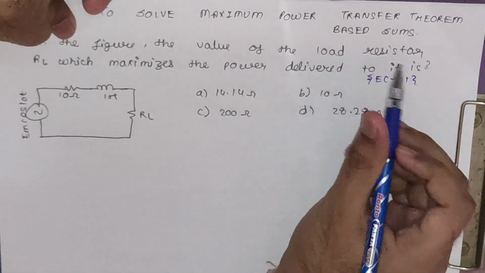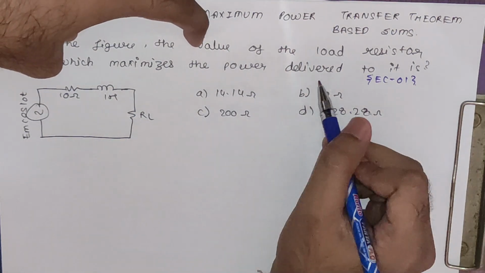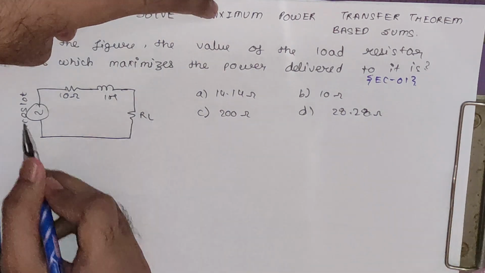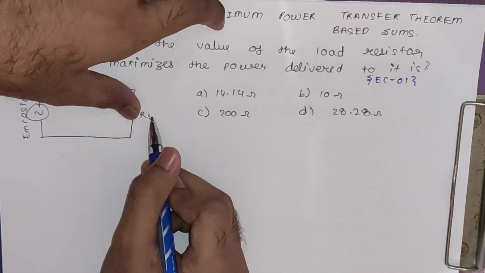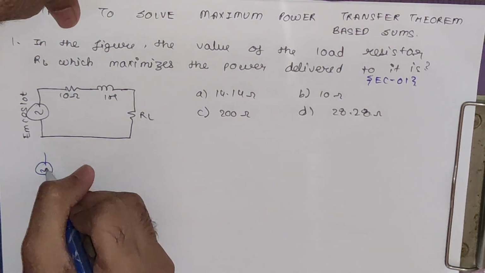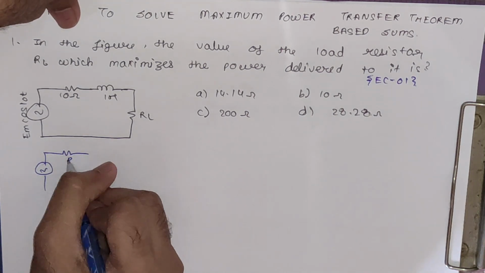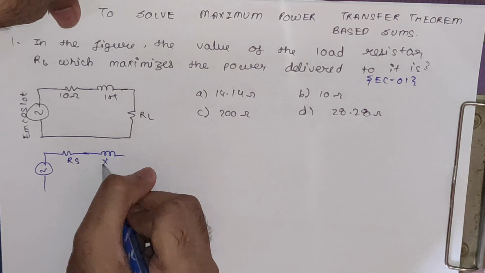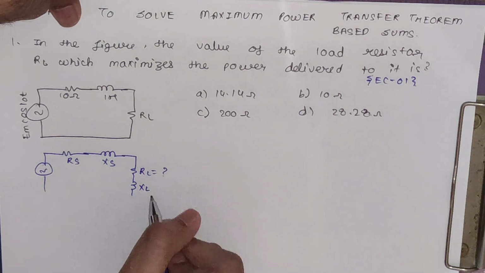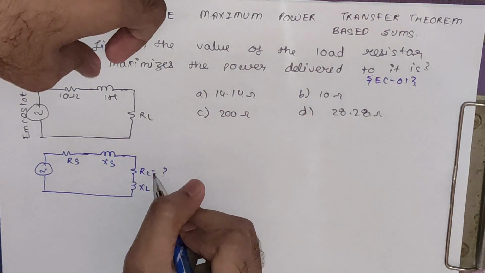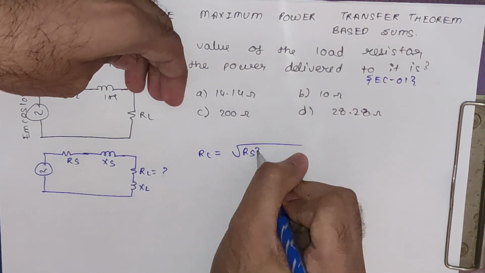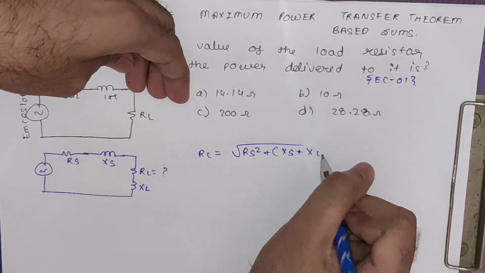In the figure, the value of the load resistor RL which maximizes the power delivered is. You can see the circuit is like this and the options are given below. If you observe this circuit carefully, we have to find out the value of RL. RL is unknown here. So for the circuit where you have RS and XS, and XL you know, and you have to find out simply RL, RL is simply the square root of RS square plus XS plus XL the whole square.